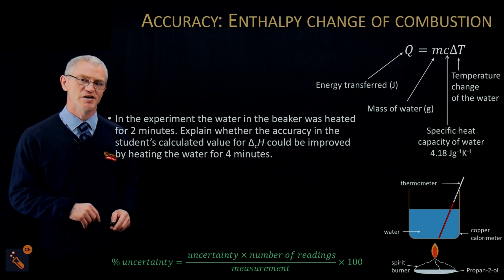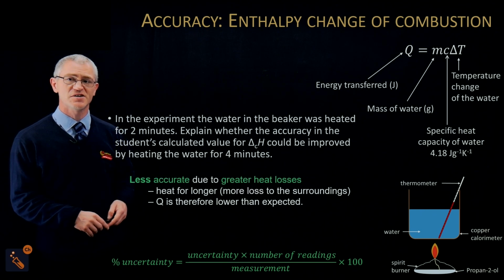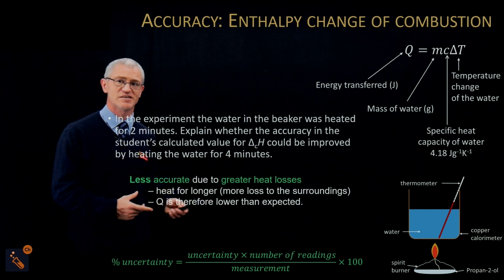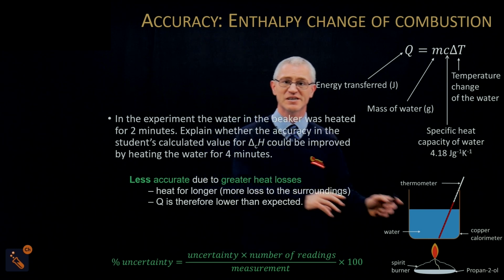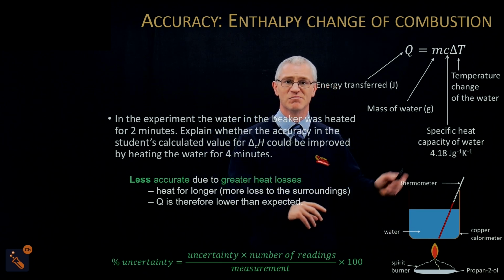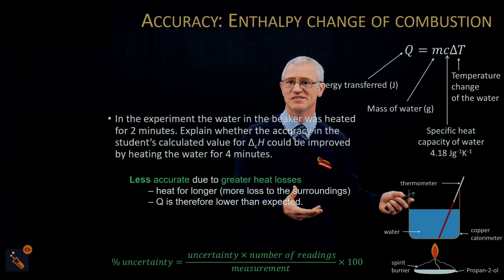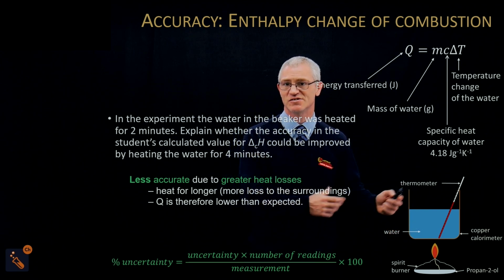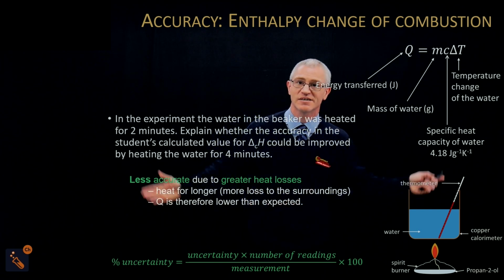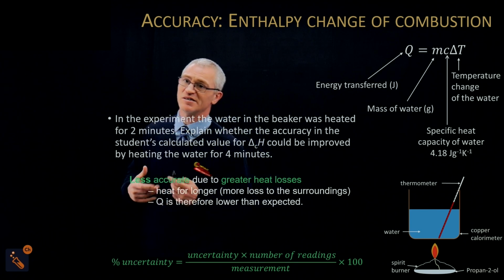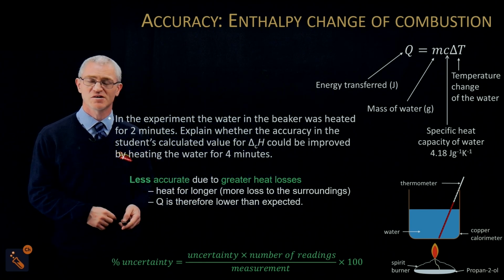But there's two things I talked about. I talked about uncertainty and I talked about heat losses. So the first thing is it's less accurate due to greater heat losses. So if you heat it for 4 minutes, you're going to get more heat being lost, and therefore it will be less energy transferred to the water, which means your Q is going to be lower than expected because you're heating for longer, so you're going to lose more heat.